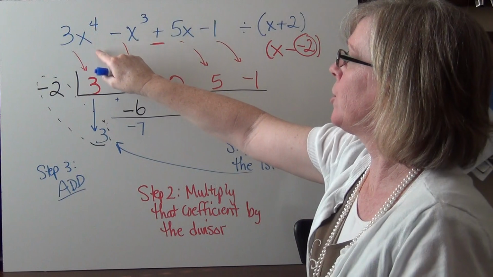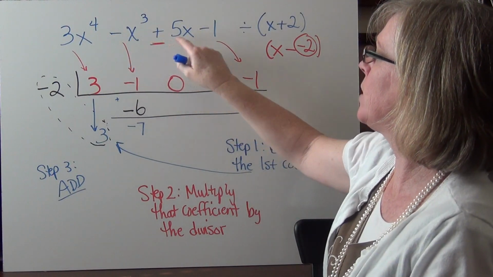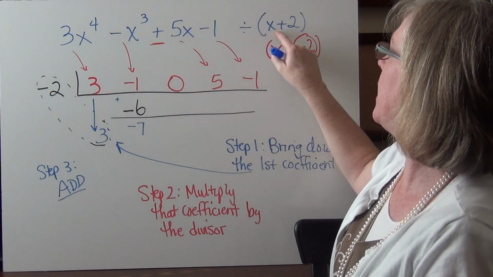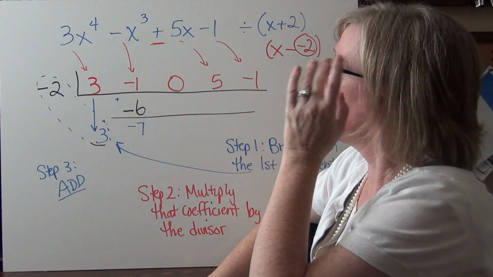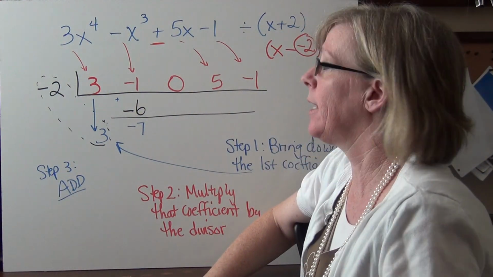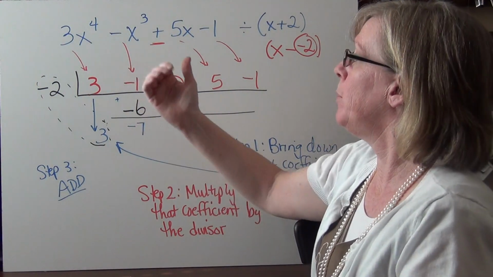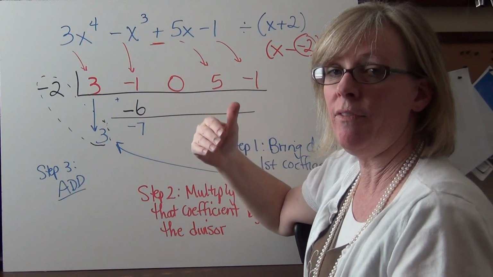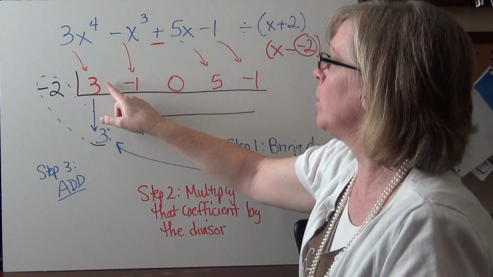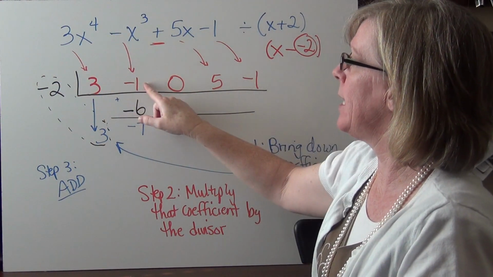Here's a number, 3x to the fourth minus x to the third plus 5x minus 1 divided by x plus 2. Just like we were doing before with regular division, we're going to talk about what this looks like with synthetic division. Number one, I pull down the coefficients from the variables, so the 3 goes first, then negative 1.